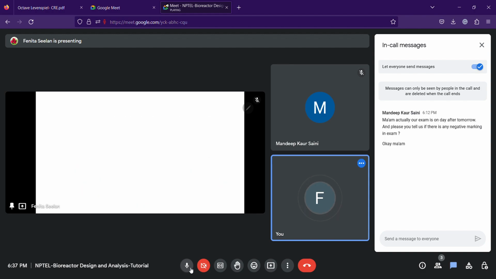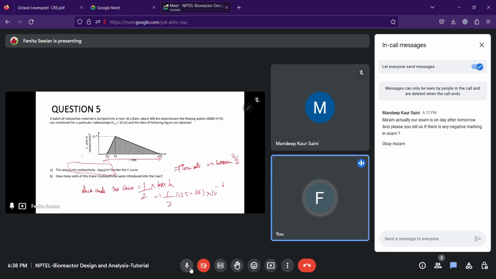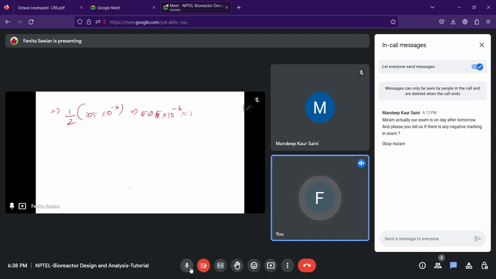So it would be 10 power of minus 6. The unit here is radioactivity per meter cube, right? So this would be days. So radioactivity into days divided by meter cube. So this would be the answer for your first question.